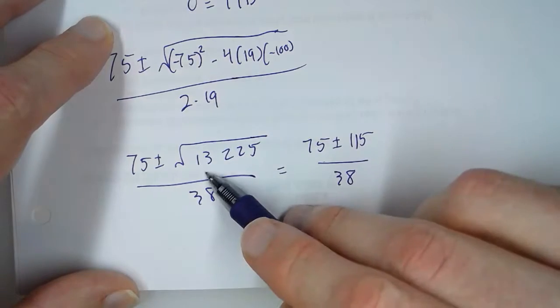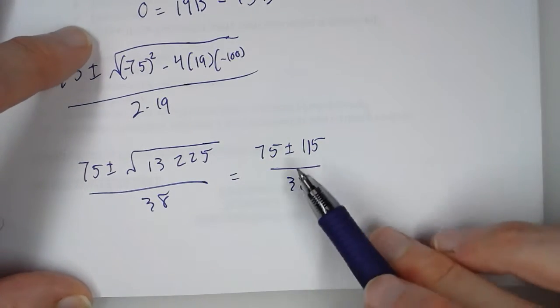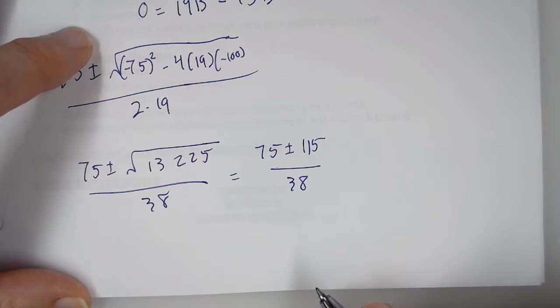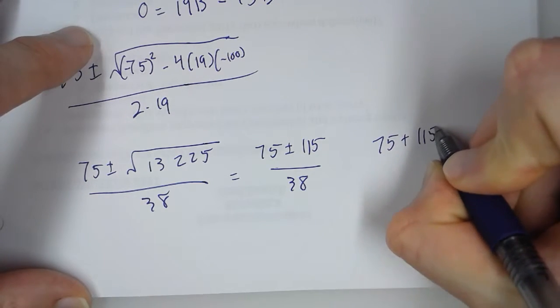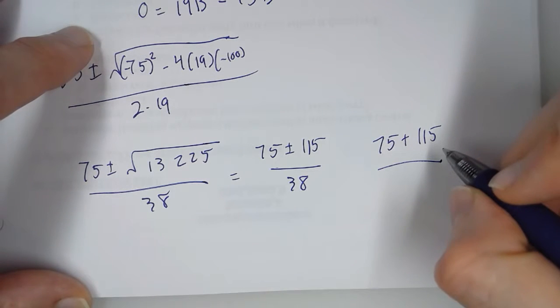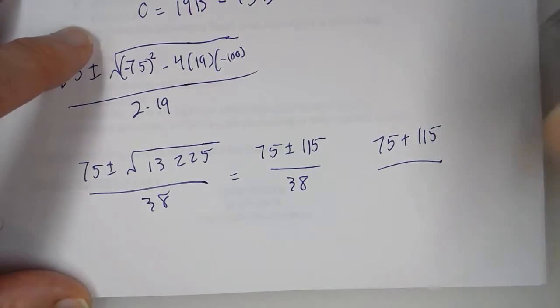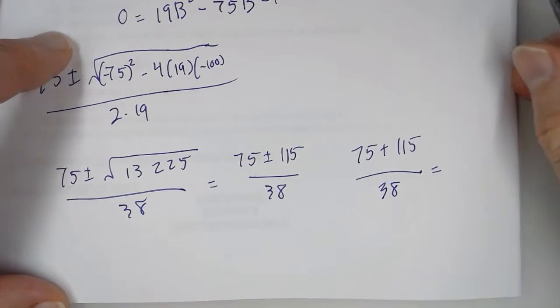So square root of 13,225 is 115. And we have 2 options. We can take 75 plus 115 or 75 minus 115. Well, it's going to be just adding, because if we were to subtract this, we would get a negative. And bases are never negative. Bases are always positive numbers between 1 and 9 or higher. But in this case, I think we're not going to have to worry about that.